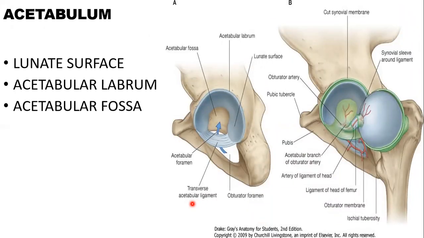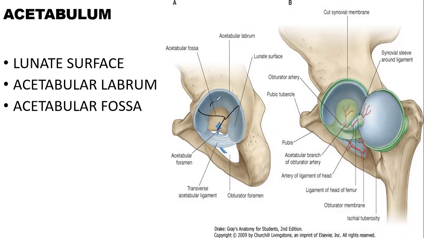So let me talk about the acetabulum. When it comes to the acetabulum, the acetabulum is basically formed by three bones. Okay, you have the ilium, which forms the upper part, you have the pubic bone forming the anterior aspect, and you have the ischium forming the posterior aspect.